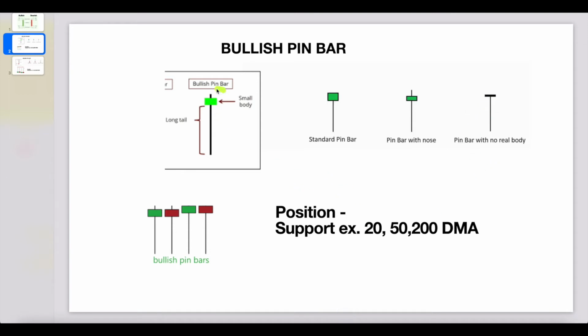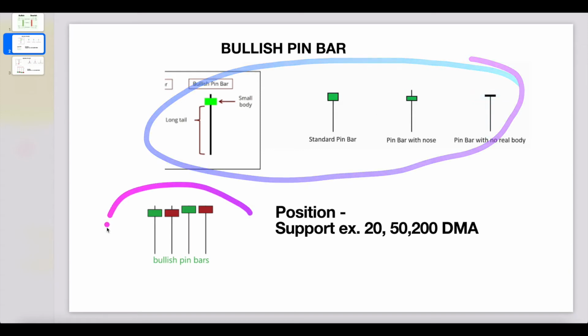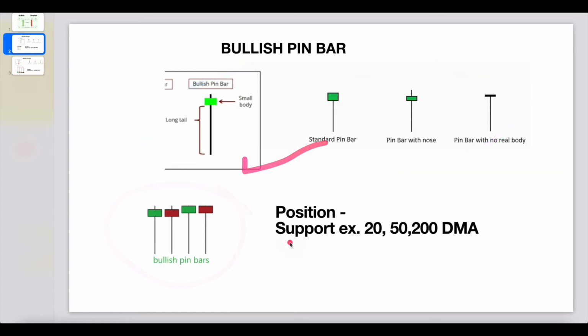Now, does the color of the body matter, whether it is green or colorless or red? It doesn't matter. It can be red or it can be green, or even colorless, like the stock opened over here, went down and closed here, no body, so even that is fine. All of these are considered a bullish pin bar.